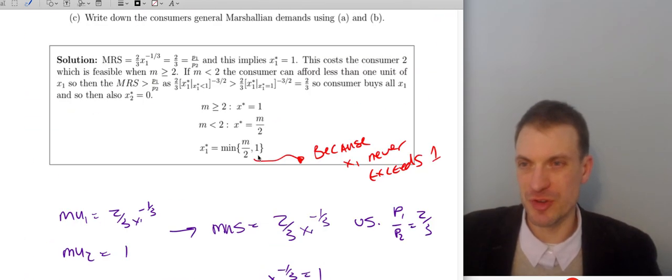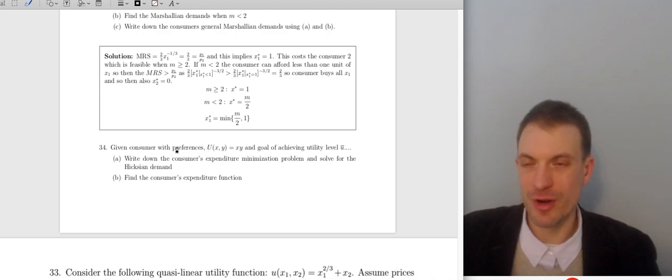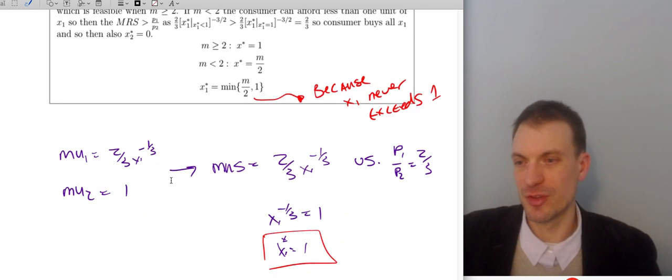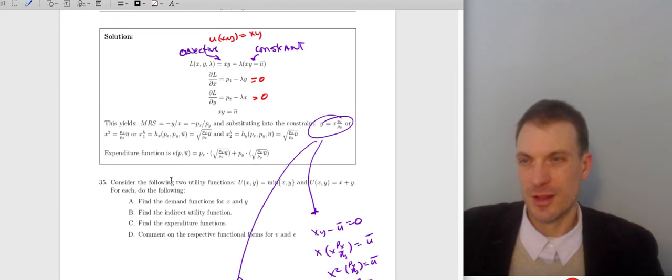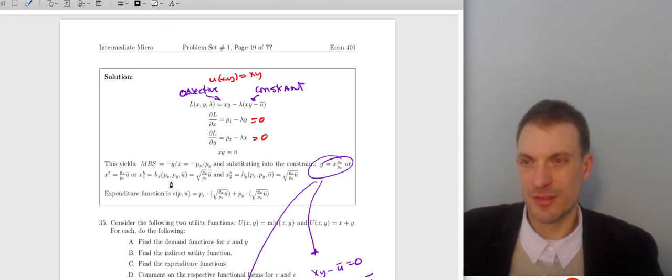All right, so I skipped question 34 when I was coming in. So here's 34. A consumer with Cobb-Douglas preferences wants to hit a utility level of U bar. Write down the expenditure minimization problem, solve for the Hicksian demand, find the expenditure function. All right, so 34. Let's see. That's this right here.